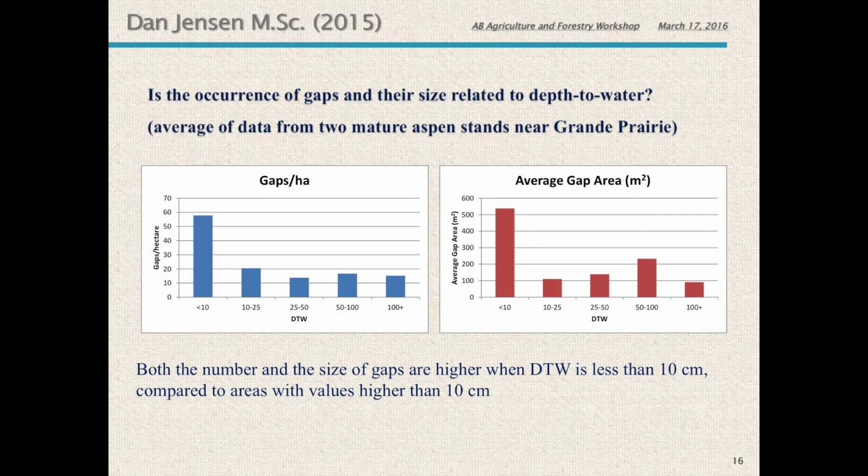So that's one study. Another study was done by Dan Jensen in his master's thesis, defended last year. One of his research questions was, is the occurrence of gaps and their size related to depth to water? He analyzed two mature aspen stands near Grande Prairie, and here in the graphs are the main results from that study, with the conclusion that both the number and the size of gaps are higher when depth to water is less than 10 centimeters compared to the areas with higher depth to water.